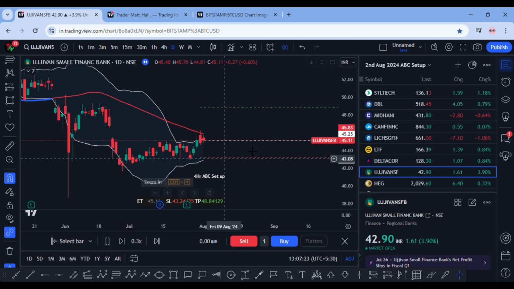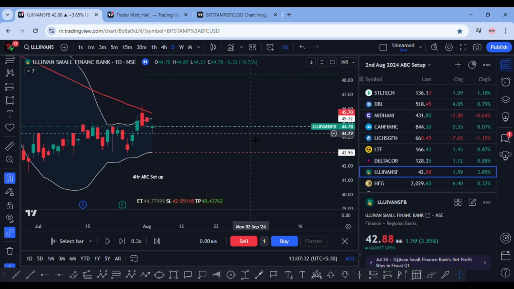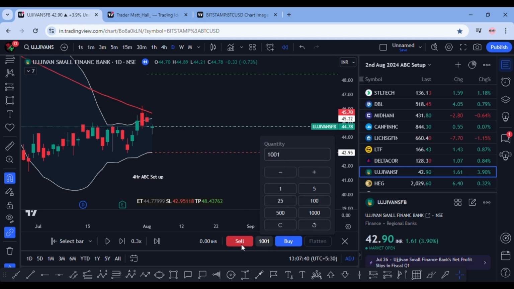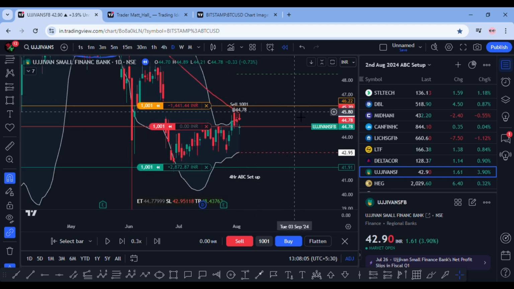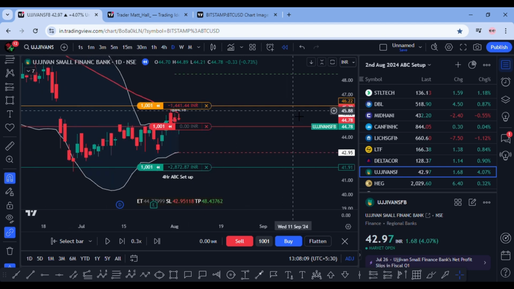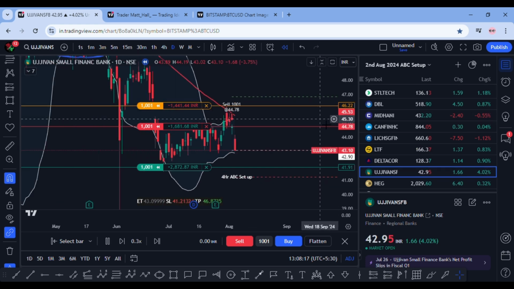Now, let's move on to Ujjivan Small Finance Bank. We have a short setup here, so we'll be looking to sell. Our target for this trade is a risk-reward ratio of 1 to 2. This means that if the trade hits our stop loss, we risk losing 1% of our capital, but if it hits our target, we aim to gain 2%. Let's set our entry, stop loss, and take profit levels, and see how this trade plays out.